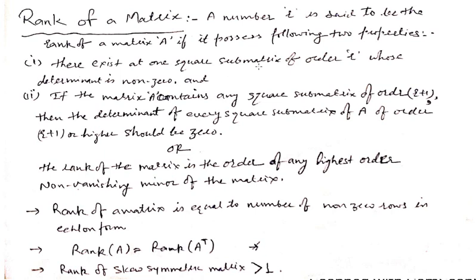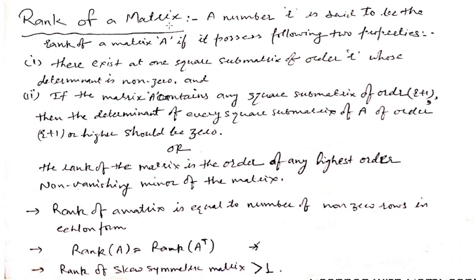We can divide a given m cross n matrix into some square submatrices whose order is less than that of the matrix. But the submatrix should be a square matrix so that we can calculate its determinant. And we have a square submatrix of order R whose determinant is non-zero, whereas the second property says if the matrix A contains any square submatrix of order R plus 1, meaning all orders greater than this R, then the determinant of every square submatrix of A of order R plus 1 or higher should be 0. It means the determinant of all the square submatrices whose order is greater than R must be 0. In that case, the rank of the matrix will be R.